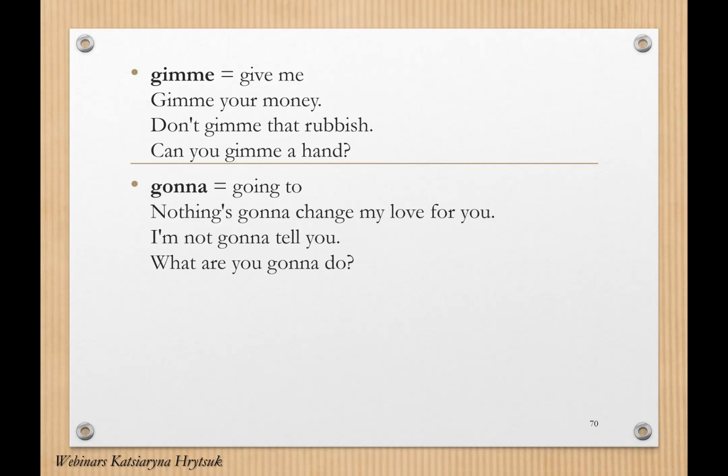What are you gonna do? Yeah, is it what? Okay, this is very common. What are you gonna do? It means what are you going to do? That is what I explained. You can hear in the future when you watch movies, you will hear these short forms.